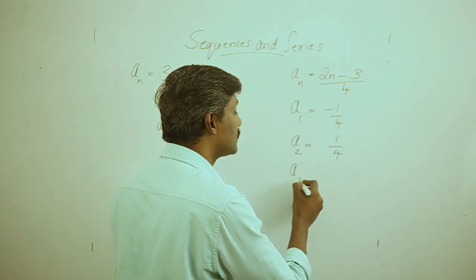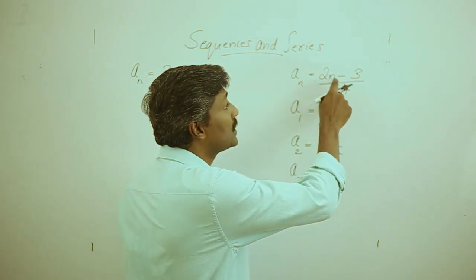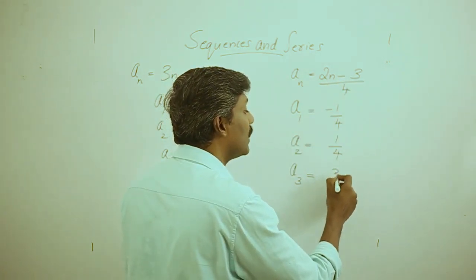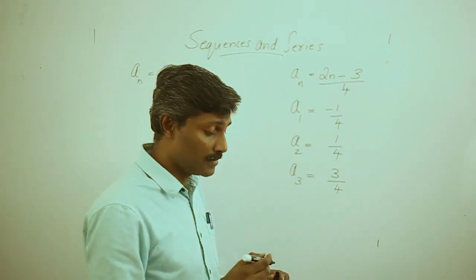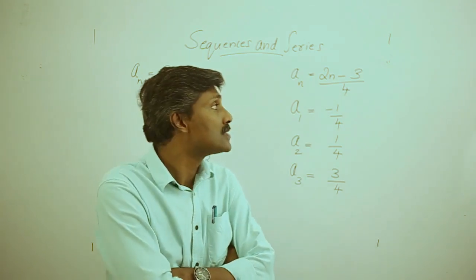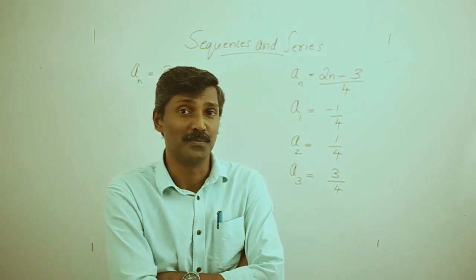And I need the third term. Again I substitute n is equal to 3. So 2 into 3 is 6, 6 minus 3 is 3, so I get the answer as 3 by 4. So these are the first three terms of this given sequence, an is equal to (2n minus 3) divided by 4. I hope that is clear for you. That was a very simple problem for you.